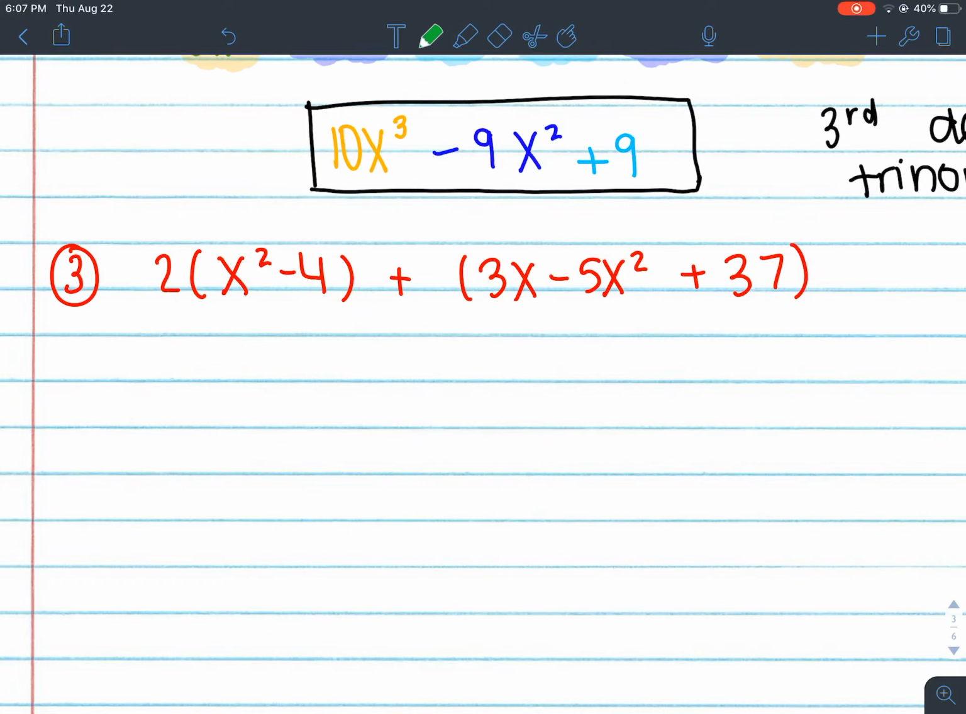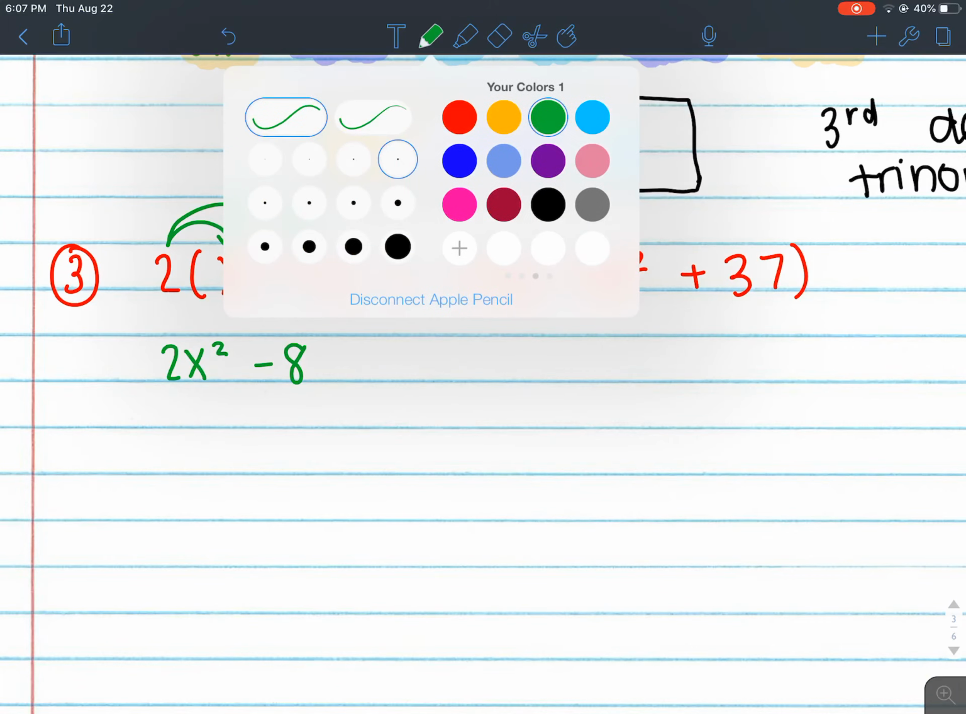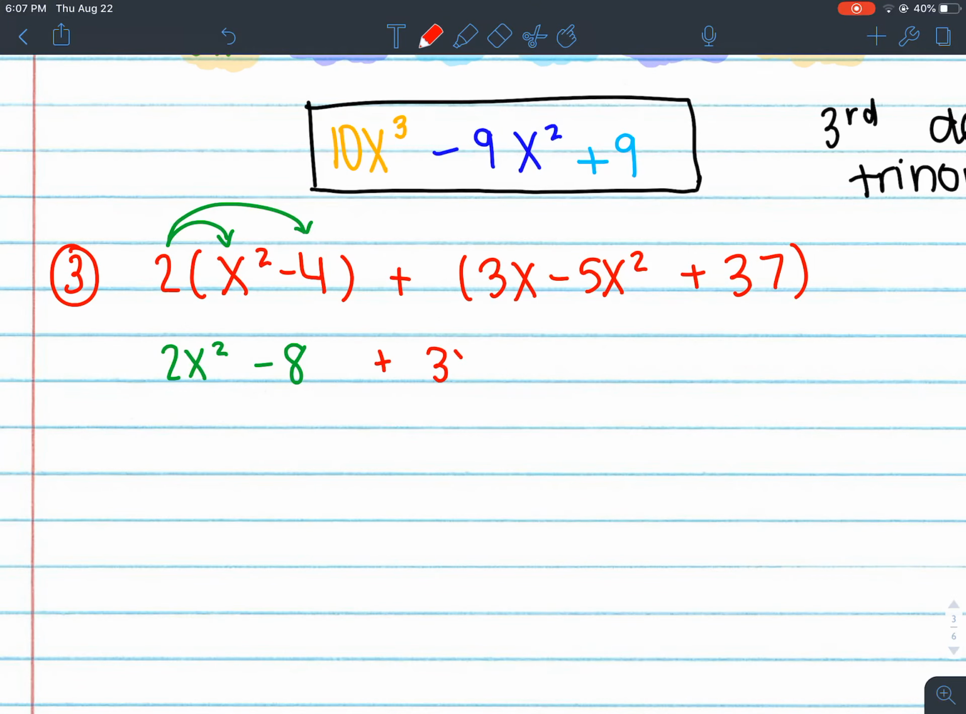However, on this one, it's just a 1, so those can drop. But the first set of parentheses have to be distributed. So I'm going to distribute to every single term inside those parentheses. So 2 times x squared is going to be 2x squared. 2 times negative 4 is negative 8. And like I said earlier, I can drop the parentheses, so this will all stay the same.